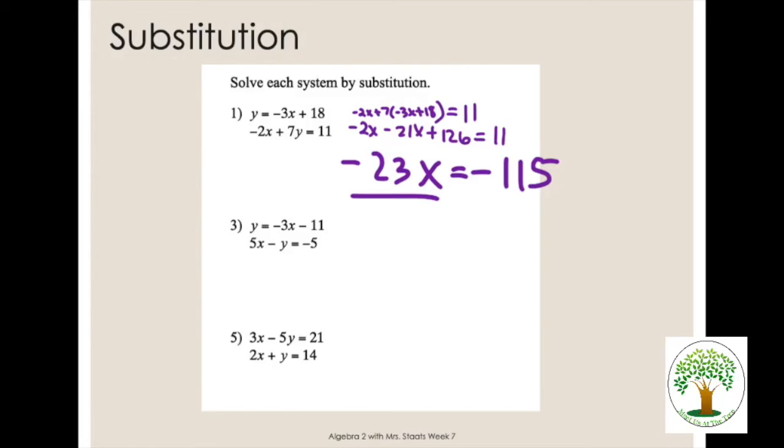So then I'm going to divide by the negative 23. And then you got 5? Someone's going to verify that? So we're trying to find where these lines cross so we are not finished.